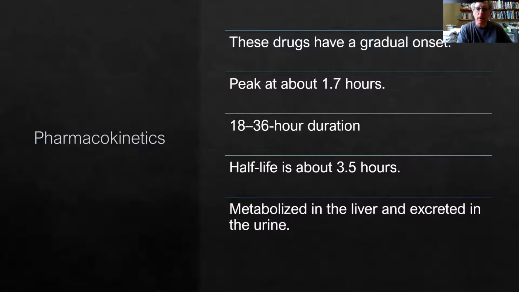These drugs have a gradual onset. They peak at about 2 hours, but their duration is longish, 18 to 36 hours. Half-life is about 3.5 hours. Metabolized in the liver, excreted in the urine. Their pharmacokinetics is well understood.